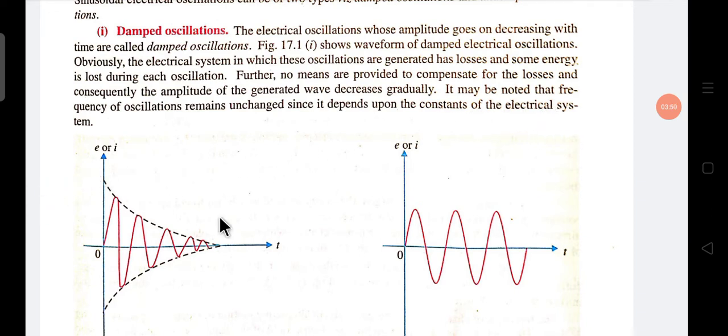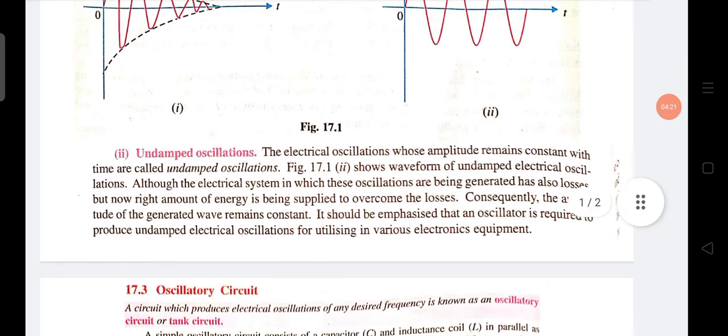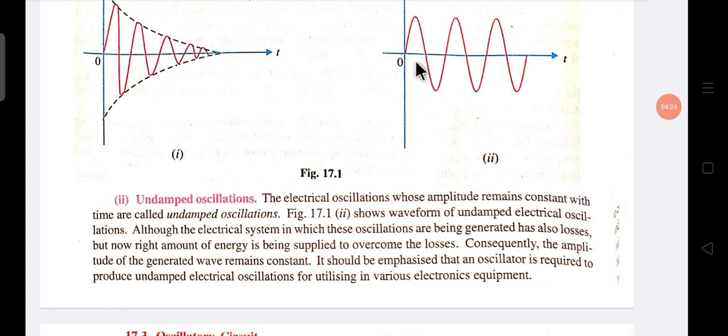So whenever this damped oscillator system has some losses, due to that loss the amplitude of the sinusoidal wave generated from that oscillator decreases gradually with time. Now the second one is the undamped oscillator. Obviously, undamped means there is no decrease in amplitude.